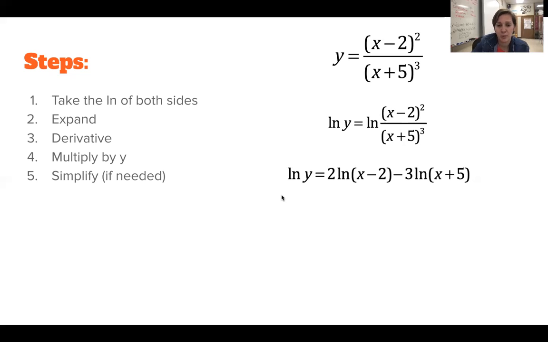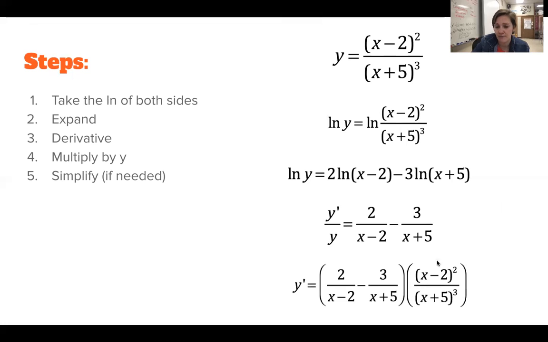Now take the derivative. So we know it's u prime over u, so y would be y prime over y. U prime over u, so x minus 2, the derivative would be 1 over x minus 2, and this 2 just kind of stays in that fraction. Minus 3 over u prime over u, so 1 over x plus 5. And then the last step that you have to do is multiply by y to get y prime by itself. But I'm not going to put a y here. I'm going to actually write what y is, and that's x minus 2 squared over x plus 5 cubed.